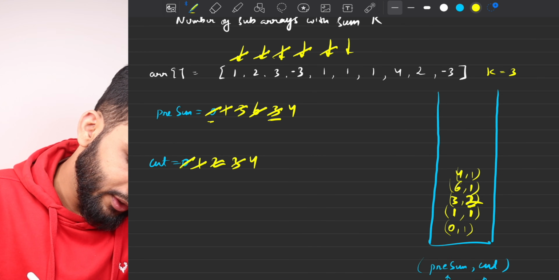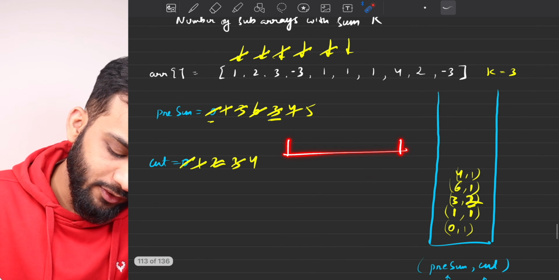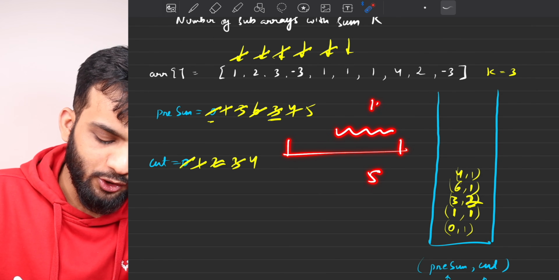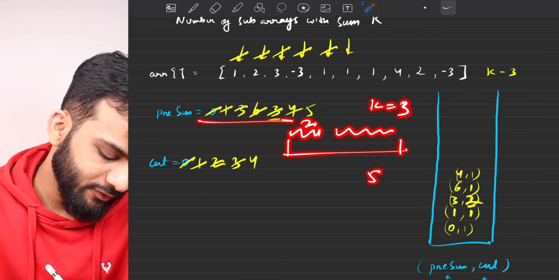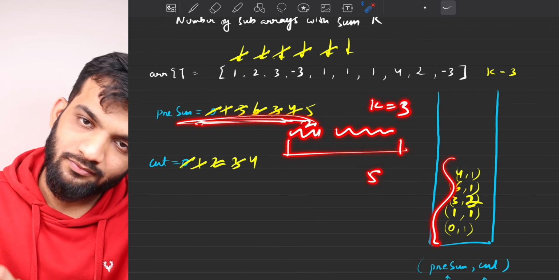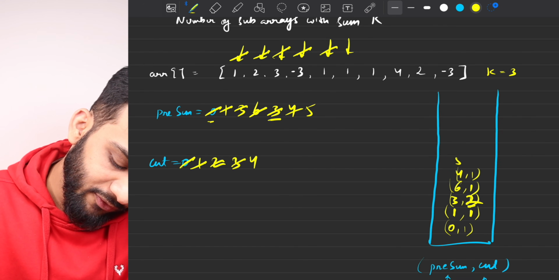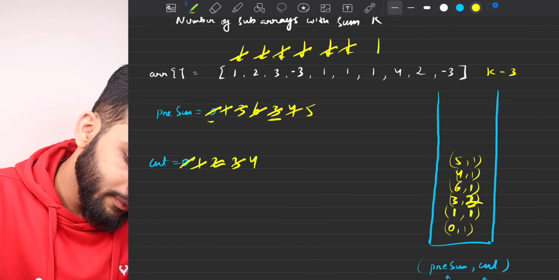Let's move. We have a 5. This time we have a 5. If you have a 5, you're looking to remove how much? Elements which give you sum 3. Do we have 2? Do we have 2? No. Nothing to be done. Just take 5, include it in the hash map and move ahead.